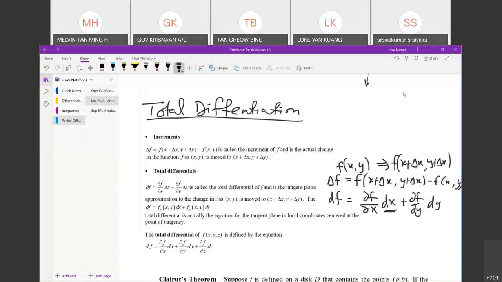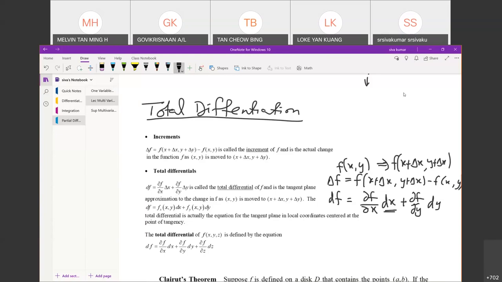Simple to understand. I cannot do this kind of method, but I'm giving the idea only. I take this opposite here and cut, and I get del F. Partial, partial, becomes total. This is a total. This is how you remember the formula.